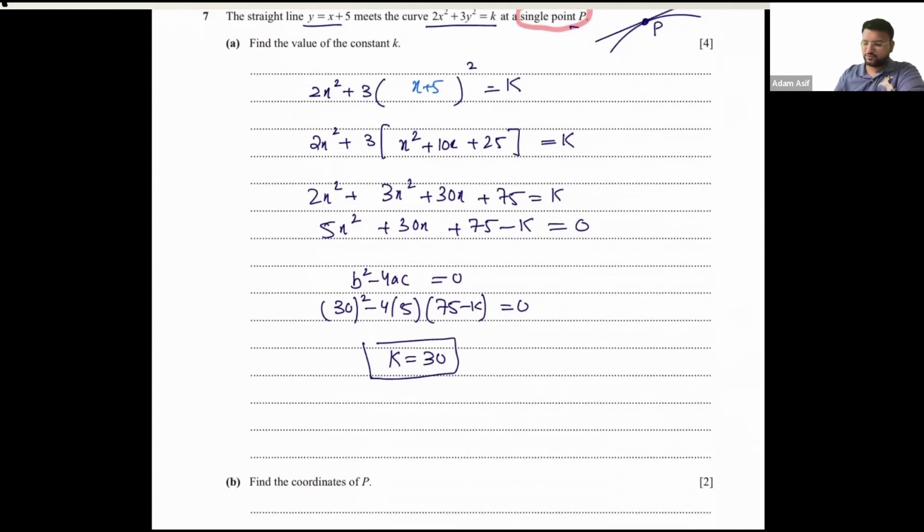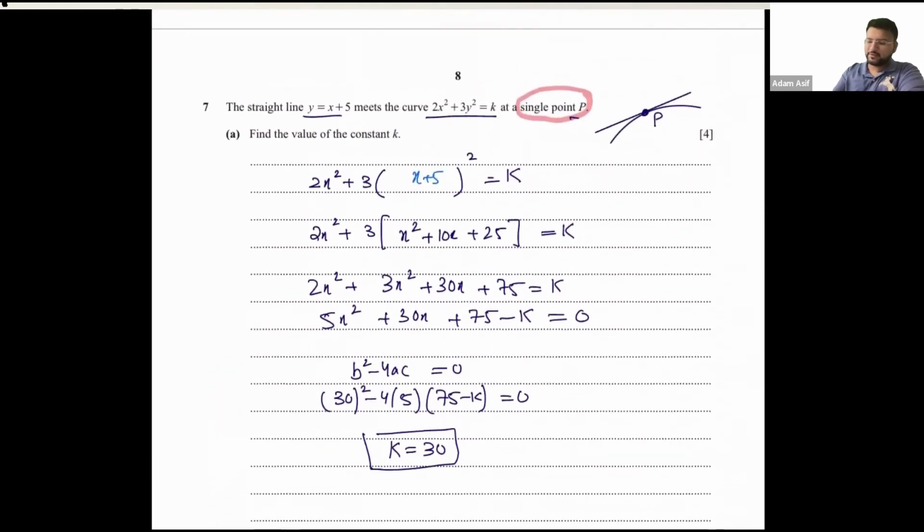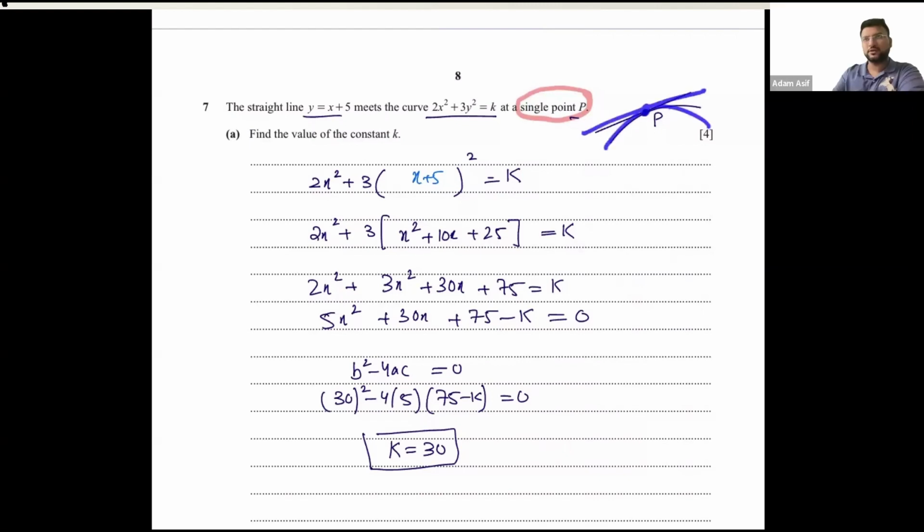Now the second part says find the coordinates of P, 2-mark question. अब आपके पास k की वैल्यू आ चुकी है, ठीक है, आपको पॉइंट p के कोऑर्डिनेट्स फाइंड करने हैं. कैसे करेंगे? So you have बेसिकली इंटरसेक्शन पॉइंट है फॉर द लाइन एंड द कर्व. किसी भी इंटरसेक्शन पॉइंट को फाइंड करने के लिए आप क्या करते हो?